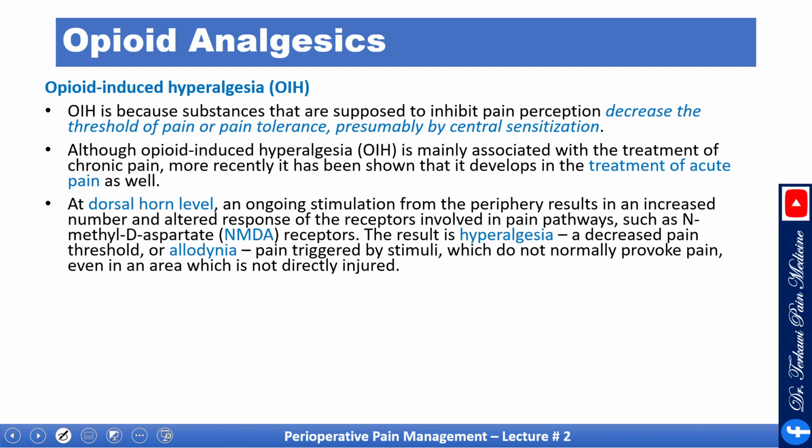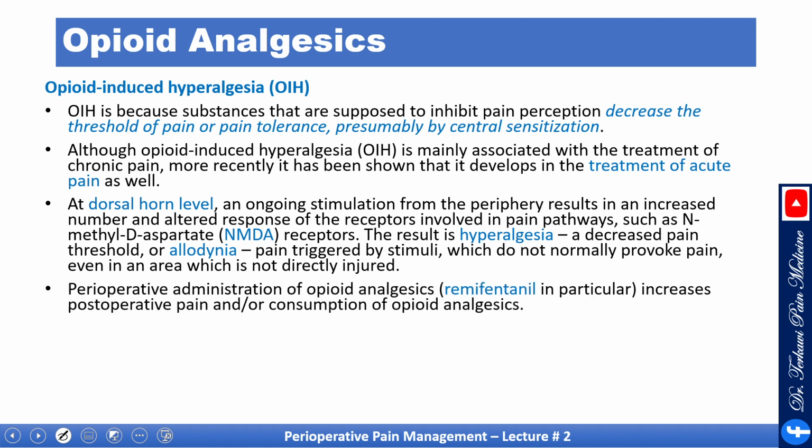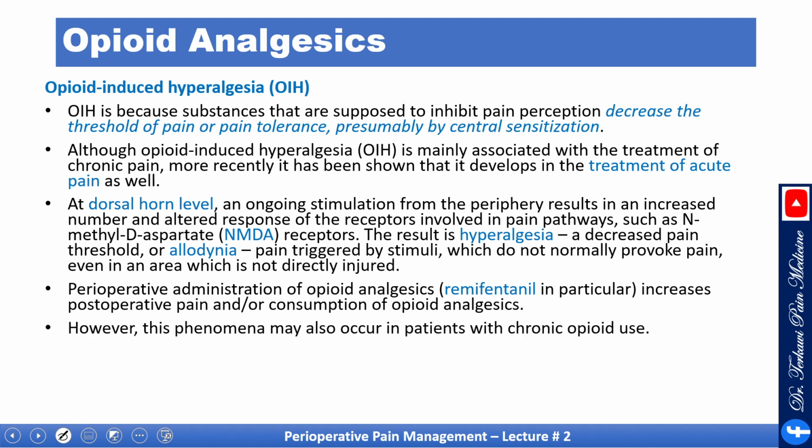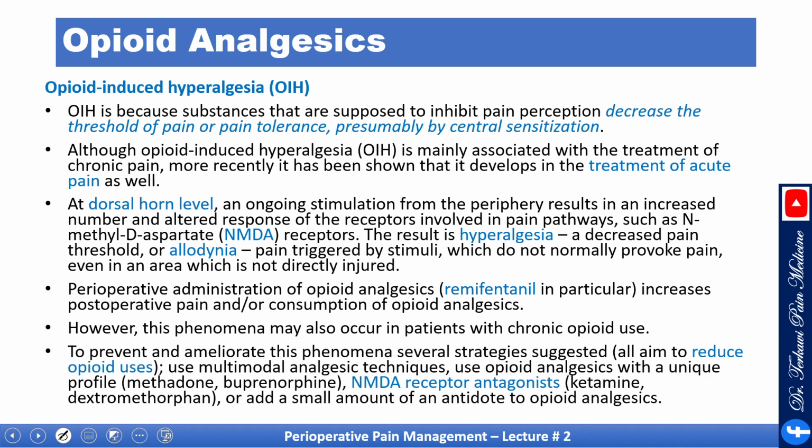The theory is that at the dorsal horn level, ongoing stimulation from the periphery results in an increased number and altered response of the receptors involved in pain pathways, such as NMDA. The result is hyperalgesia, a decreased pain threshold, or allodynia, pain triggered by stimuli which do not normally provoke pain, even in an area which is not directly injured. A classic example here is remifentanil, but it has also been reported with others. And of course, in the chronic opioid field, we see that in the chronic pain patient.